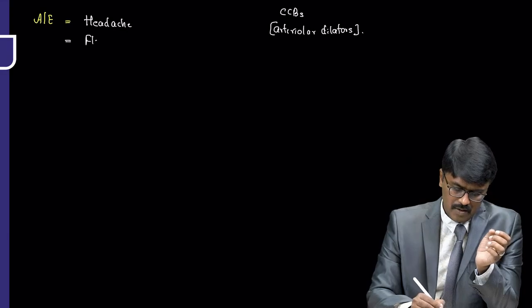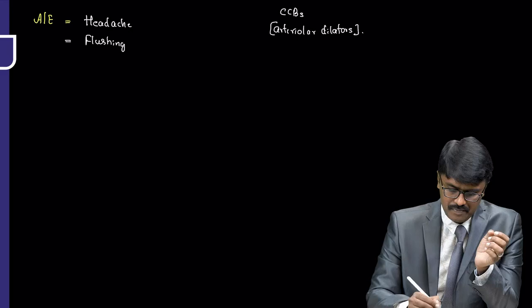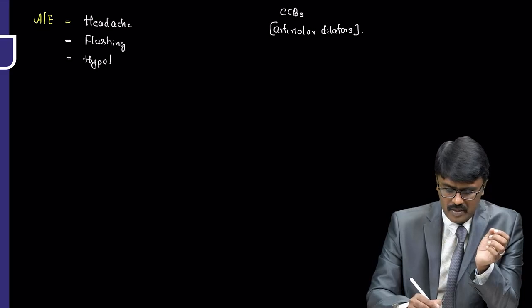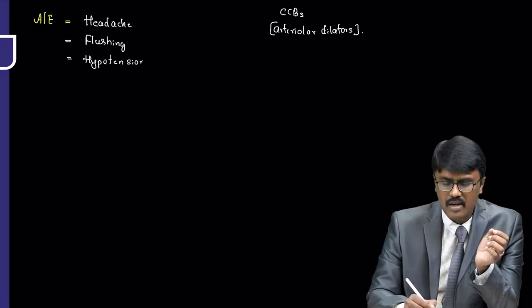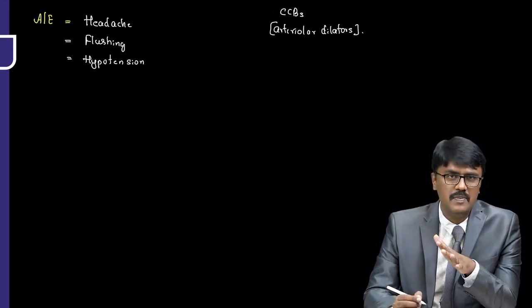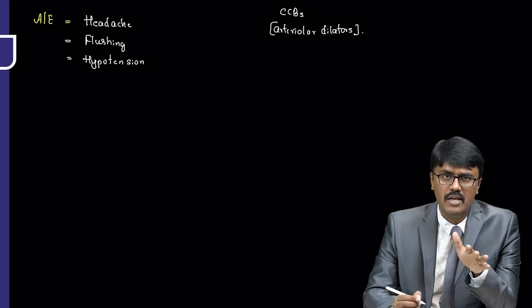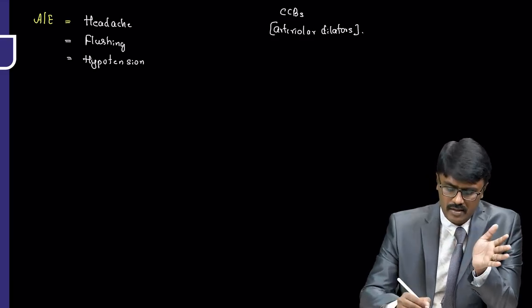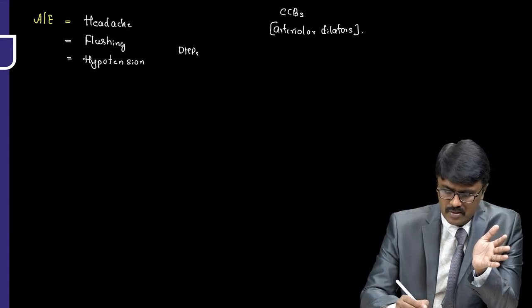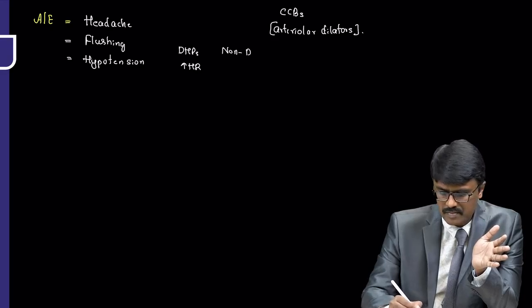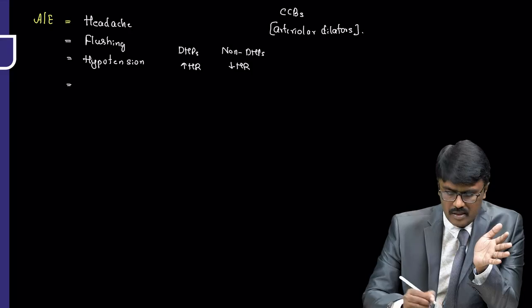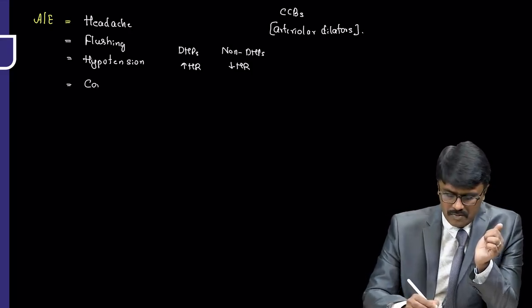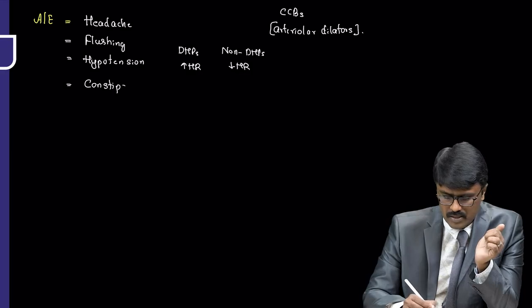Now, the same problem as nitrates: flushing, then hypotension. Whether it causes reflex tachycardia or not, I have explained that. If it is DHPs, they cause reflex tachycardia. If it is non-DHPs, no reflex tachycardia. So I'll write that here. DHPs, they can increase the heart rate. Non-DHPs, they decrease the heart rate. Yes. Then they can produce constipation. Why? Because they are smooth muscle relaxants.